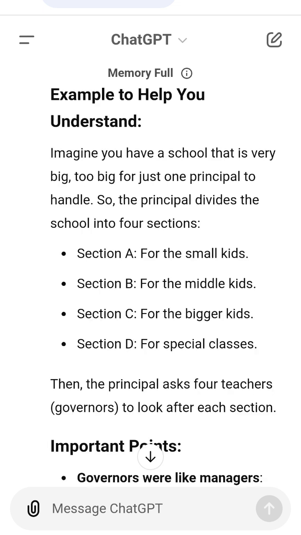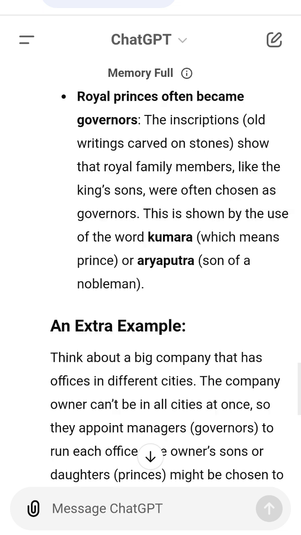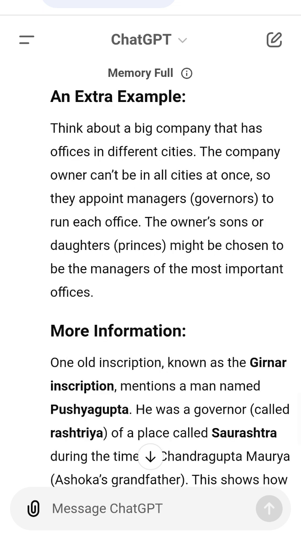So in short, the Maurya Empire was very big, and the rulers made sure they had governors in place to manage different regions of the empire. This system helped them maintain control and keep everything running smoothly. Much like how a school or a company is divided into sections with different managers.